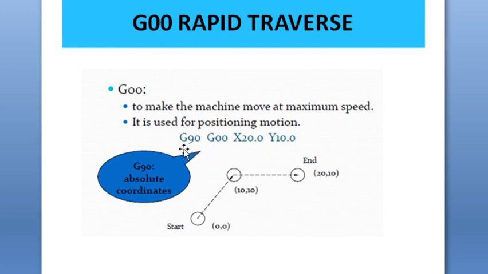It's an absolute code. Each and every point is represented from the origin 0, 0. These two are destination points. Here we need not give the feed rate in G00. It's a rapid traverse.